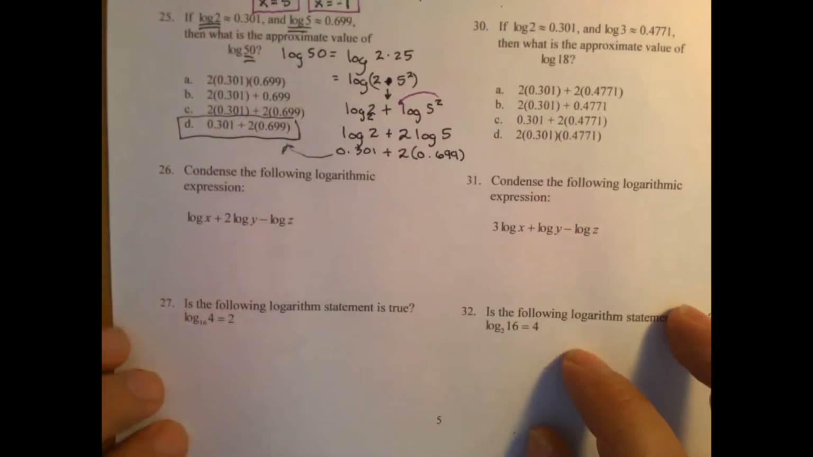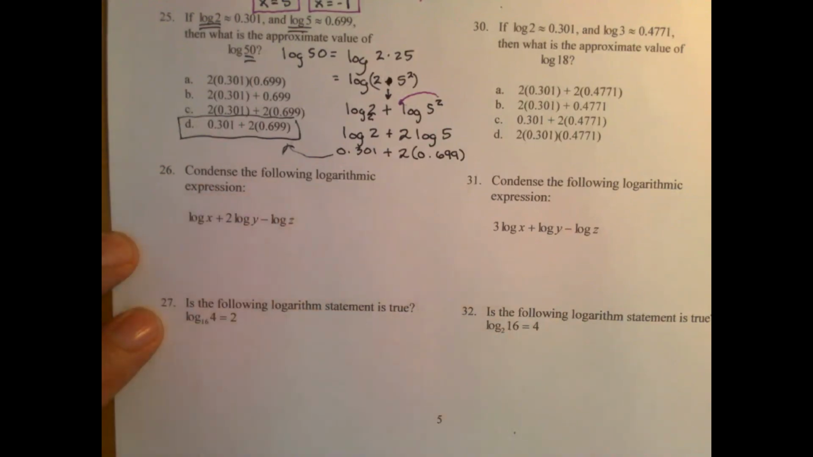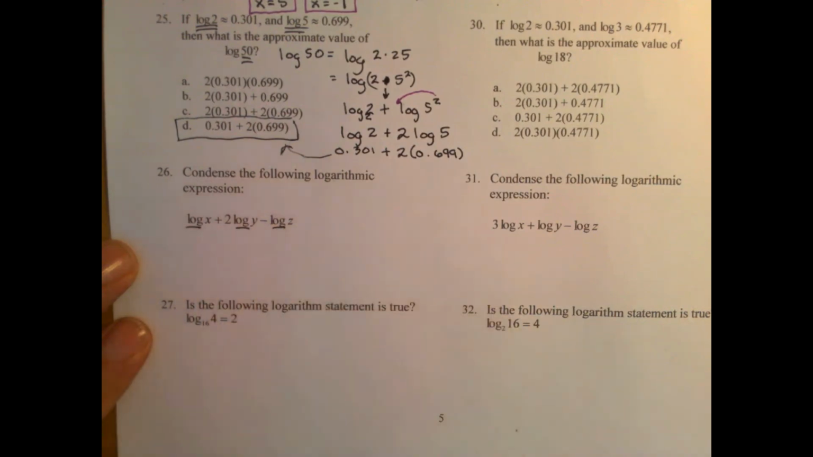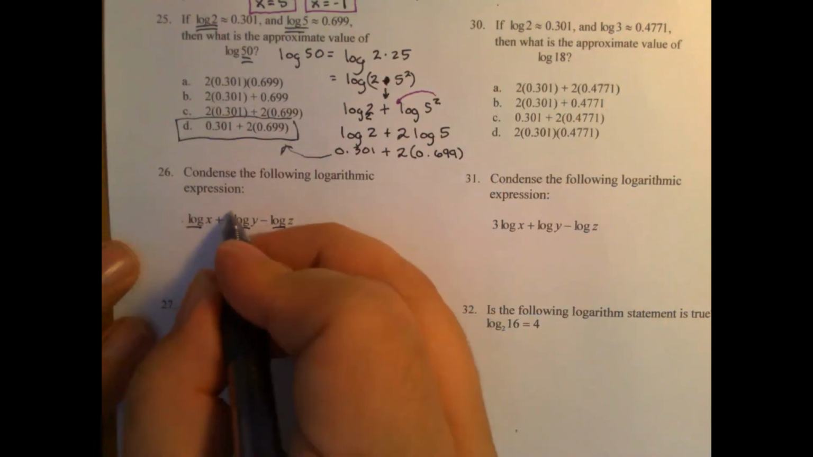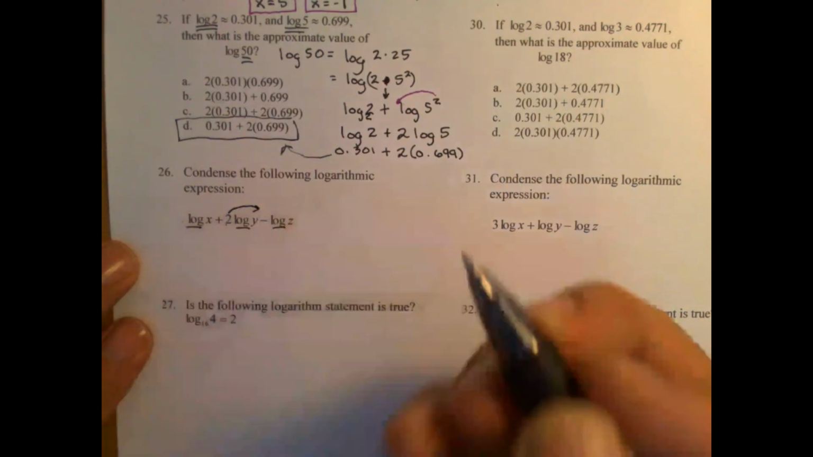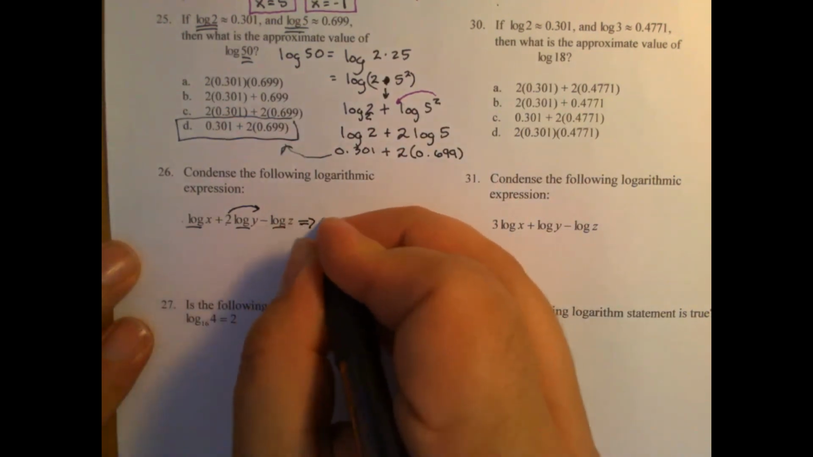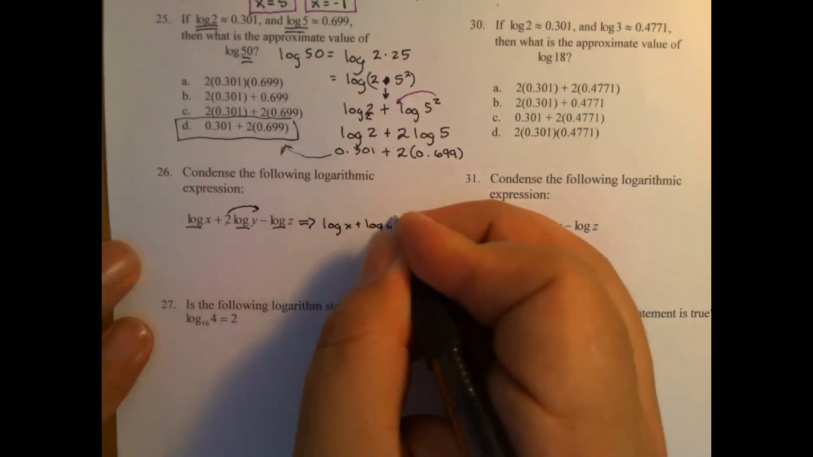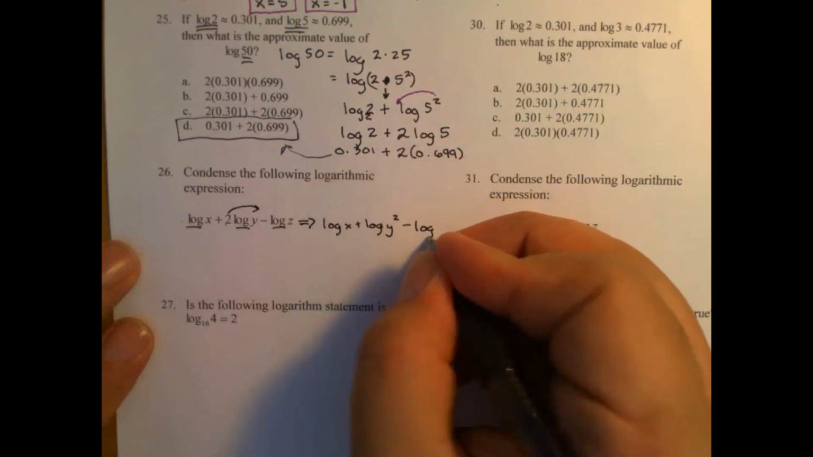So speaking of the properties, it says condense the following logarithmic equation or expression. Remember, when you're condensing, I see a log, I see a log, I see a log. At the end of the problem, I should only see the log once. But in order for me to do that, I shouldn't have any numbers out in front. So that means the 2, here comes that power rule. I'm going to send it back up. So now this becomes the log of x plus the log of y squared, right? We got it back up there, minus the log of z.